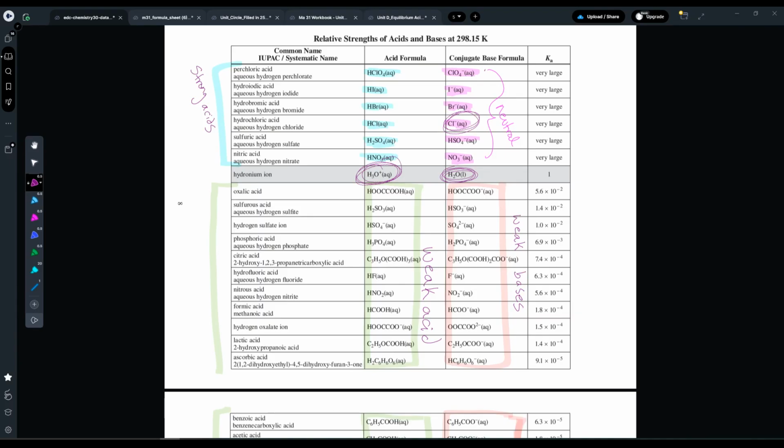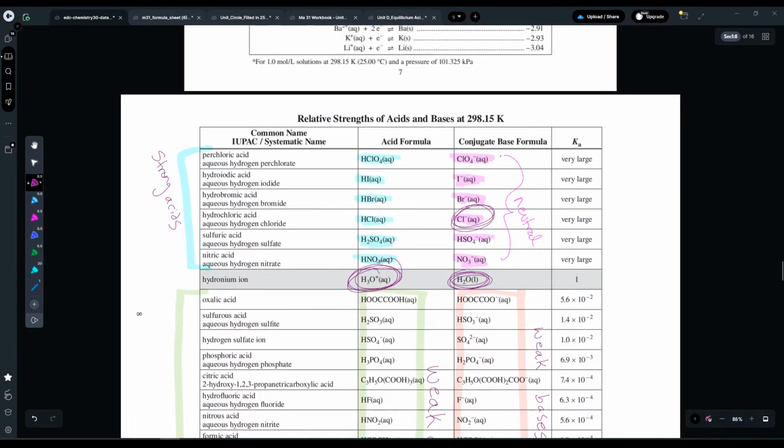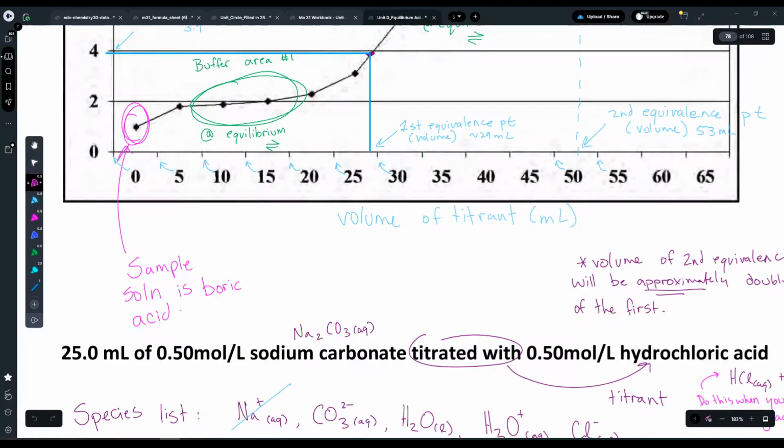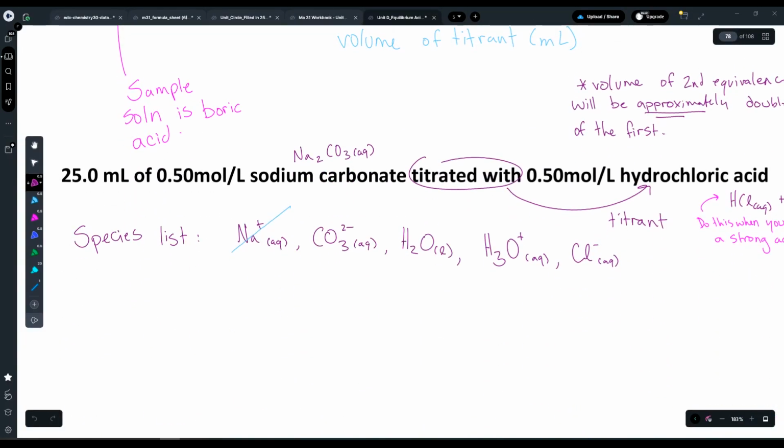Okay, so to determine our strongest acid, I'm going to put my finger in the acid column, and then I'm just going to trace it down until I hit my first chemical species in my species list, which is hydronium. So that's going to be the strongest acid. So I'm going to label this SA for strongest acid.